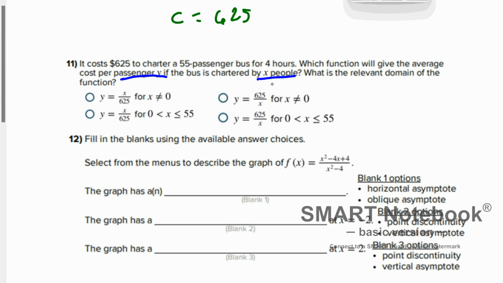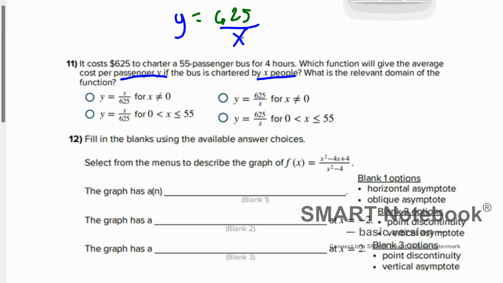X equals the number of people. So instead of cost, we're going to say Y equals, and then each person is X, so divide that cost by X. Now, just like the ending of the last one, we're not adding anything to this, so the horizontal asymptote will be Y equals 0. But we're just asked to find the relevant domain.